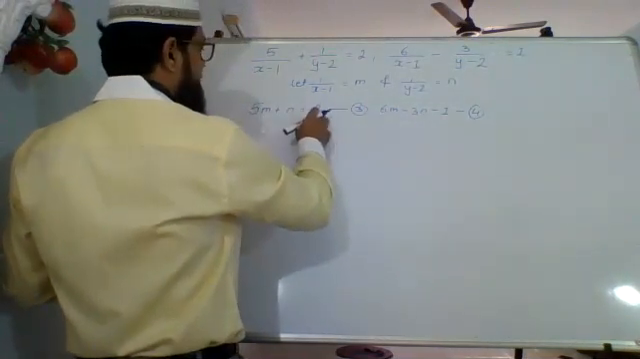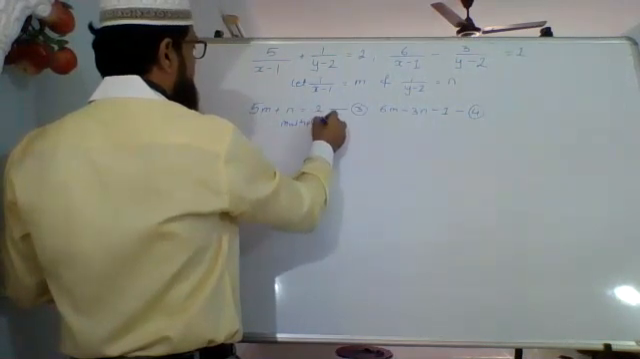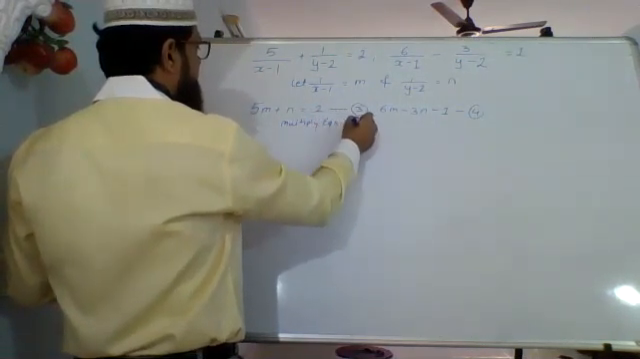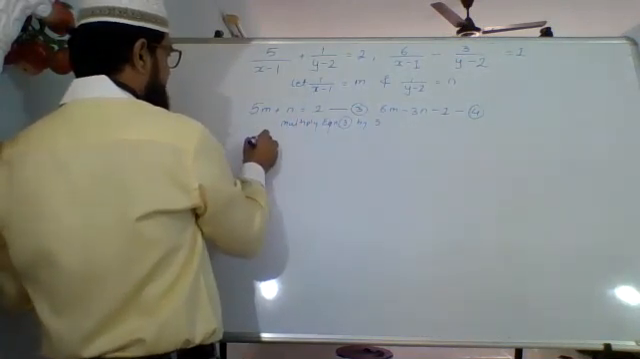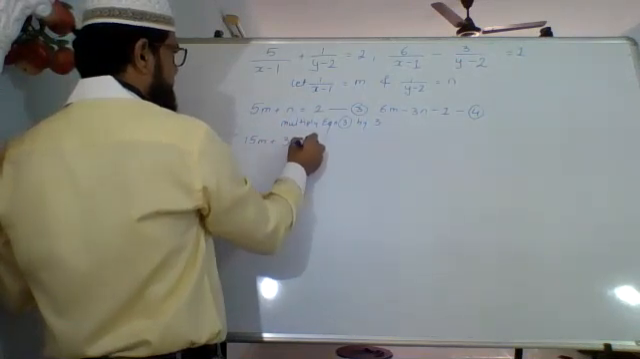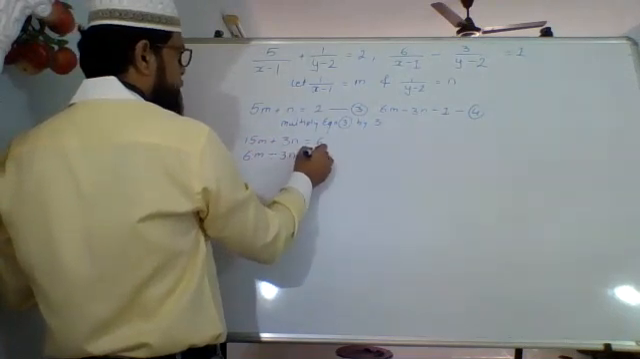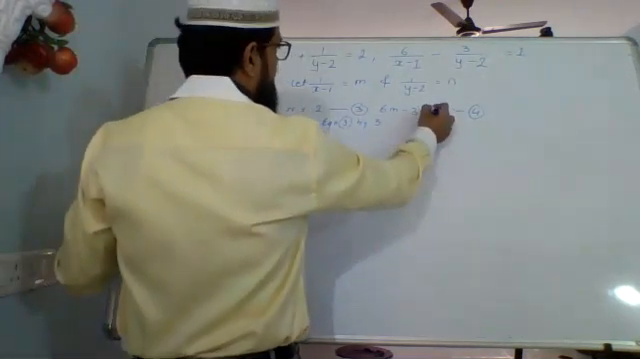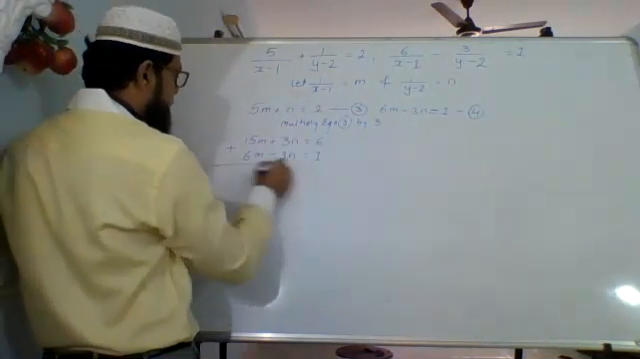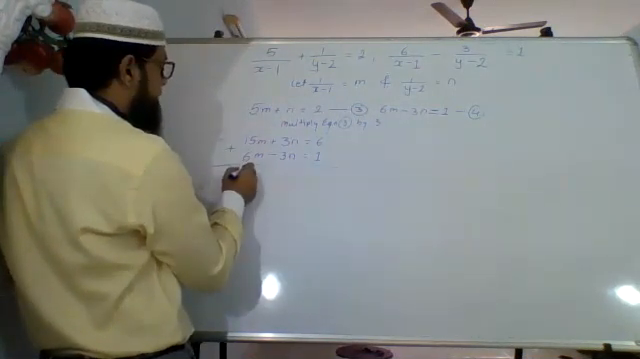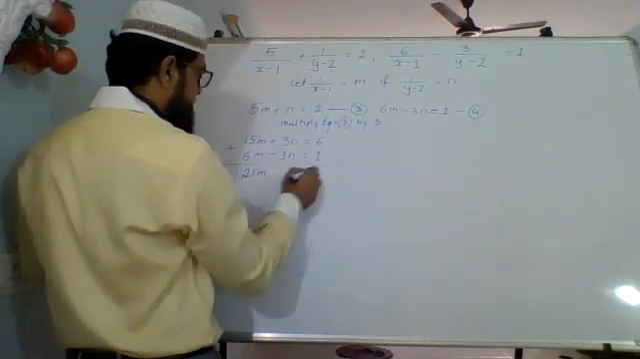I'll multiply n by 3, so I'll get 3n. Multiply equation 3 by 3. So I have 15m plus 3n equals 6 and 6m minus 3n equals 1. Since signs are opposite, I just have to add. So 15 plus 6 is 21m. This will cancel out, equals 7.